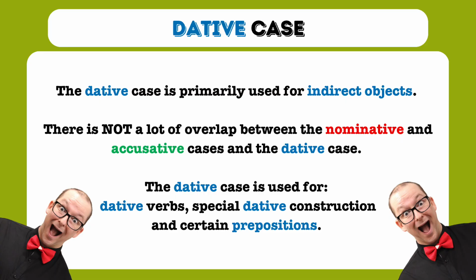Our third case for today is the dative case. The dative case is primarily used with indirect objects, which I'll explain in the next slide. There's not a lot of overlap between the nominative, accusative, and the dative cases. While the nominative and accusative only had one small change, the dative case is completely different. The dative case is also used for other things other than just the indirect object, such as dative verbs, special dative constructions, and a variety of prepositions.